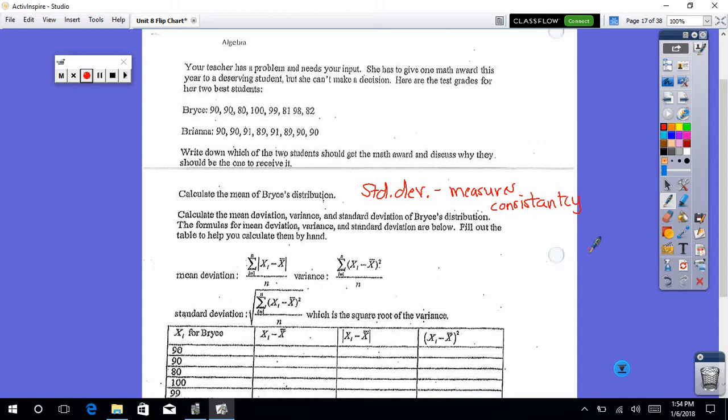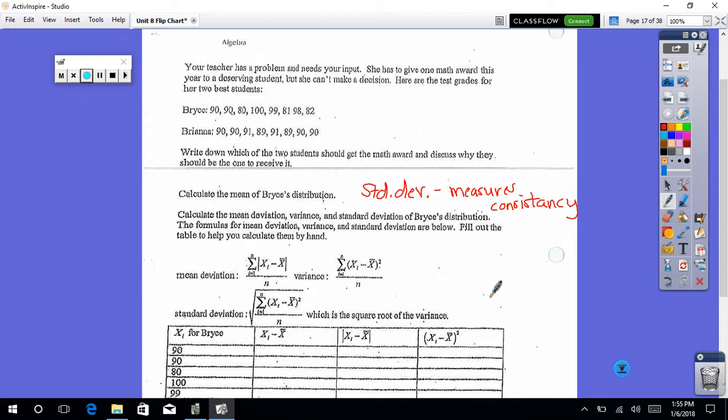I know I can't spell, so I don't even know if that's right, to be honest with you. Measures consistency. Whatever.